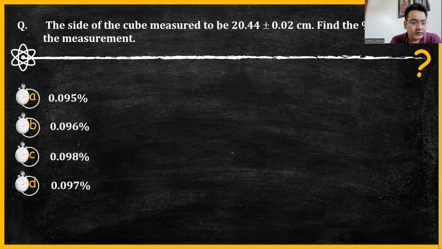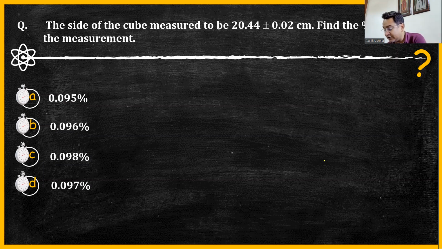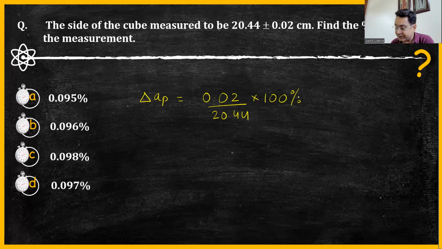So how are we going to get the answer for this one? It is pretty simple. To find out the percentage error, you will have to divide. How much is the error? Error is 0.02 divided by the true value, 20.44, and you have to simply multiply it by 100%.